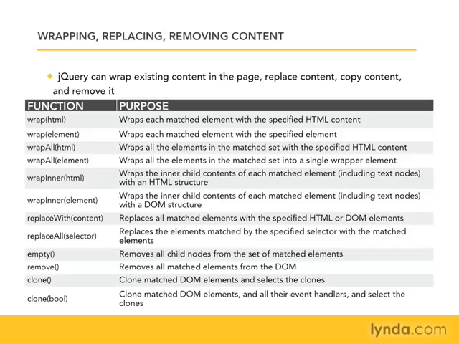And then the clone function makes copies. This clone function clones the matched DOM elements and then selects all the clones. This version here, which takes a Boolean argument, if you pass true, then it will clone not only the elements, but it will also copy all the event handlers, whereas this one will not. Okay, so that's a trip down that function set. Let's take a look at some examples in the code.